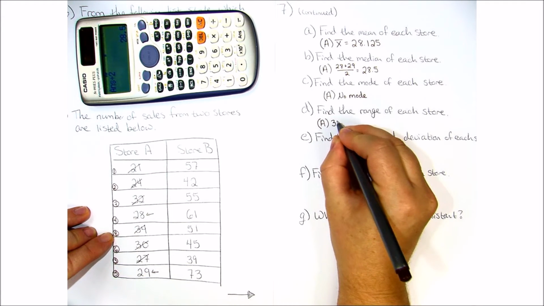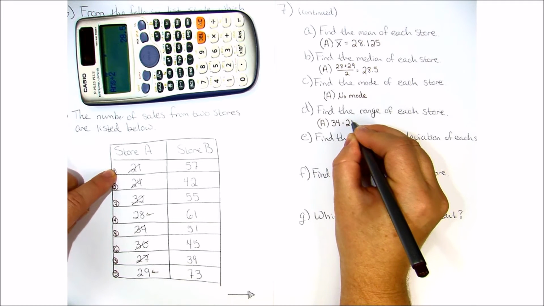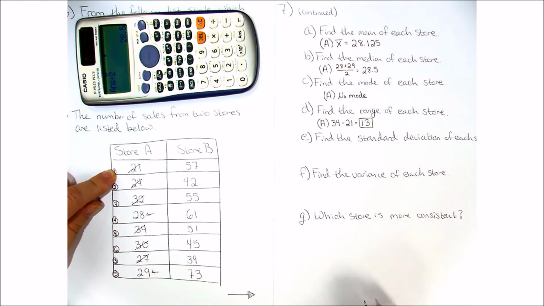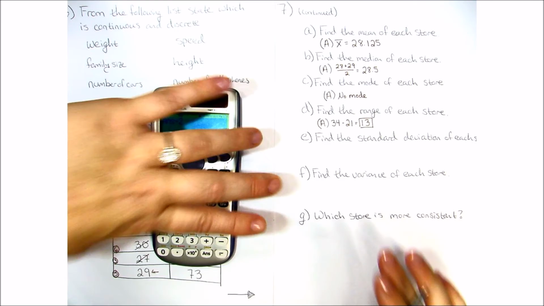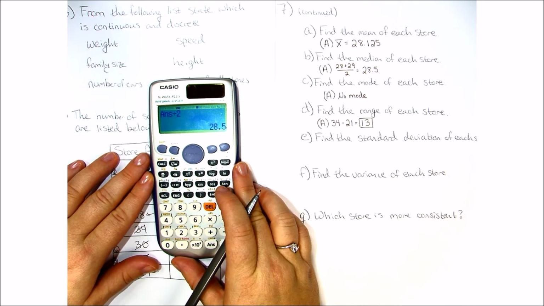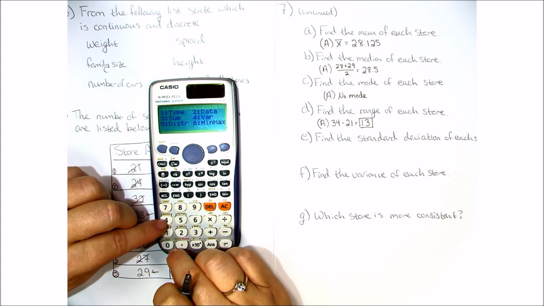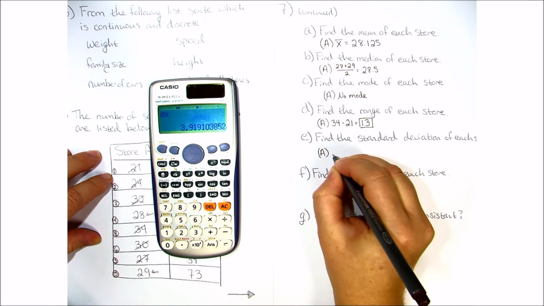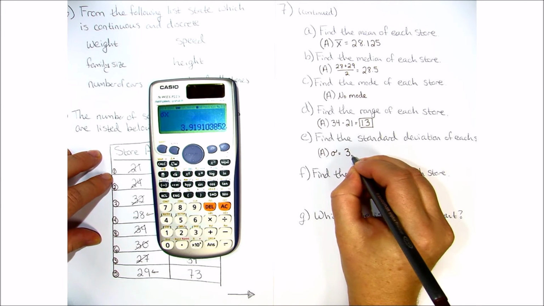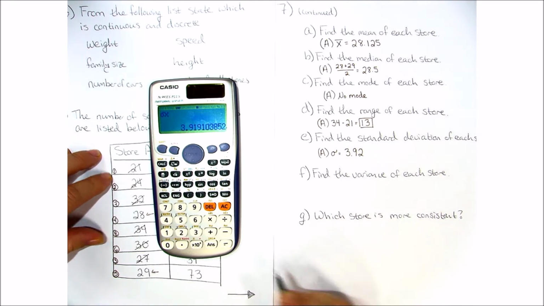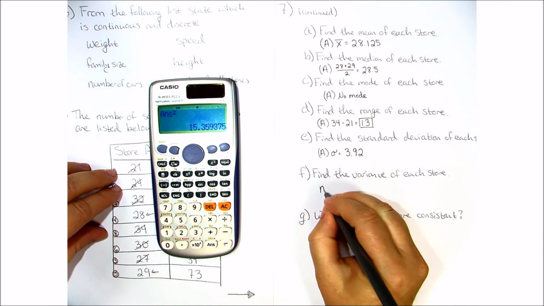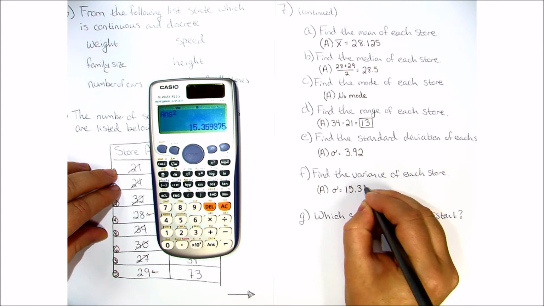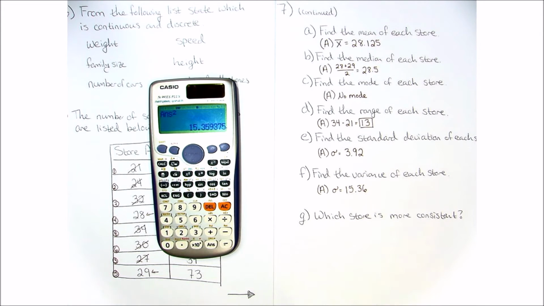Now the range is also going to be easy because we've got the smallest and the largest. So we take 34 and subtract 21, and that gives us a range of 13 for store A. Now to do standard deviation, remember we have store A still already stored in our calculator, so we're going to go shift 1 into 4, and this symbol is standard deviation. So for A, the standard deviation is 3.92, and if I square it, I get that my variance is 15.36.